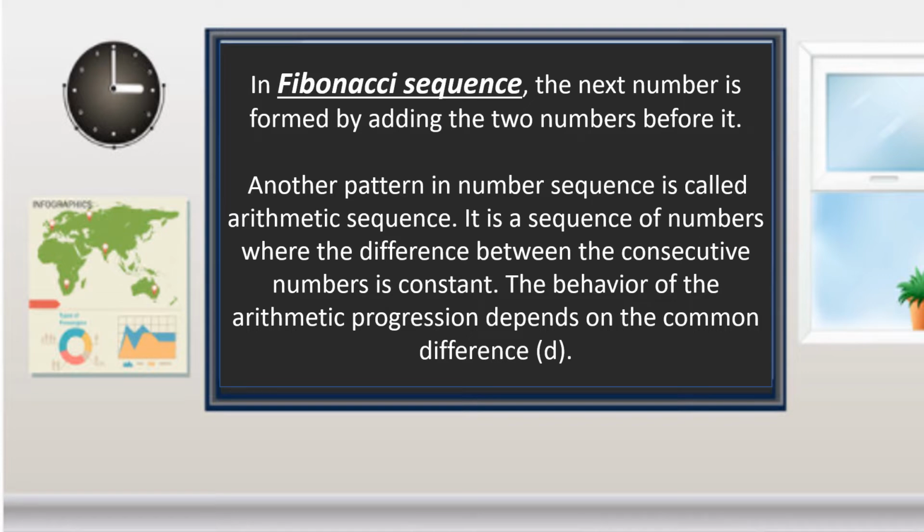Another pattern in number sequences is called the arithmetic sequence. It is a sequence of numbers where the difference between consecutive numbers is constant. The behavior of the arithmetic progression depends on the common difference.